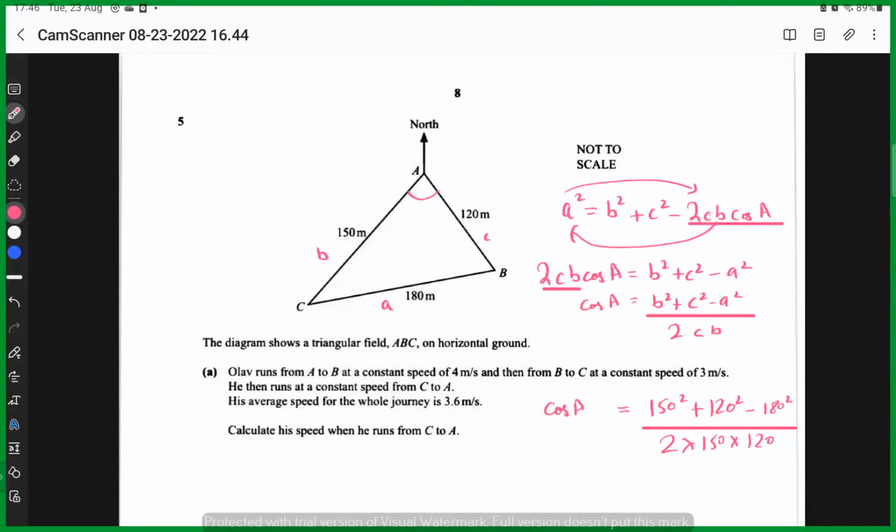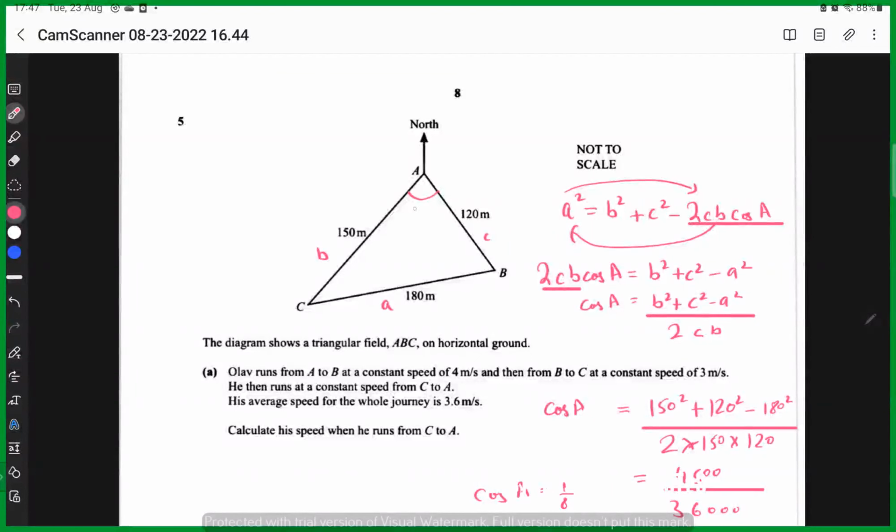Now do not press the divide button and write 2 multiplied by 150. If I write things this way on my calculator, I would get the wrong answer. Just press equal to and you have your numerator. That is 4500. Let's talk about the denominator now. So 2 multiplied by 150 multiplied by 120, and this is giving you 36,000. So we will do 4,500 divided by 36,000, and this has given me 1 by 8. So cos A is equal to 1 by 8.